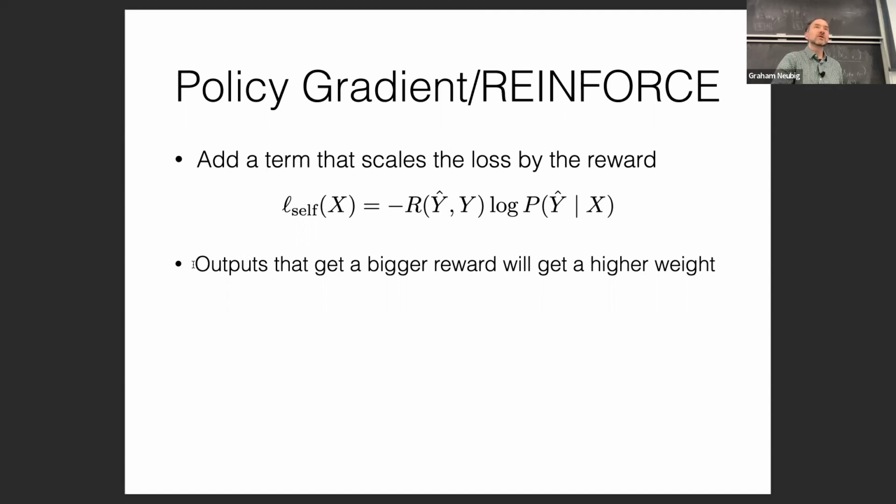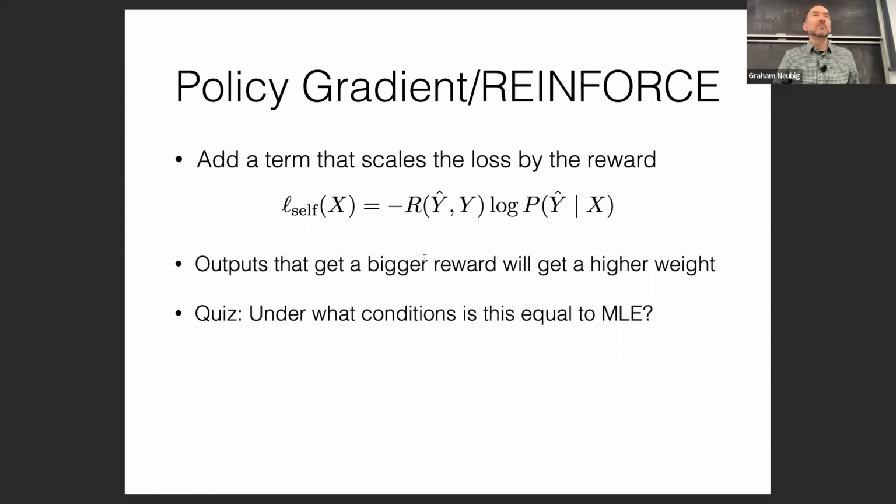One thing to note is that outputs that get a bigger reward will get a higher weight. So if you have an output that's really good, like an output that completes the task, then this will be upweighted. If you get an output that's bad, it will be downweighted. So here's a kind of interesting question: under what conditions is this loss function equal to maximum likelihood estimation?